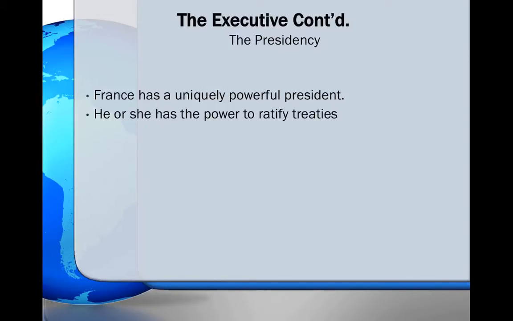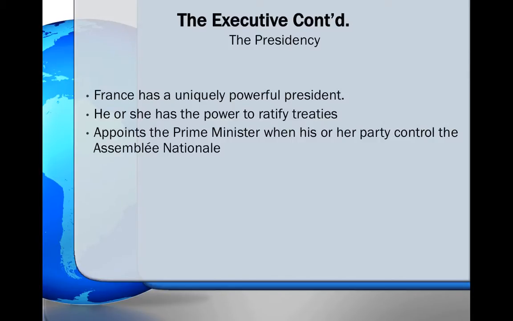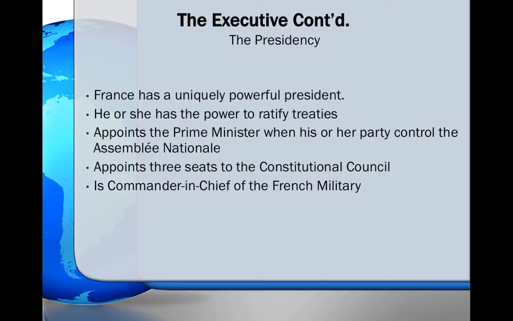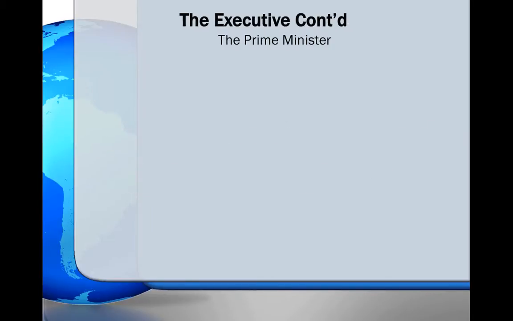Among his or her powers are the power to ratify treaties. He appoints the prime minister when his or her party controls the Assemblée Nationale, which is a chamber of the French Parliament. He or she also appoints 3 seats to the Constitutional Council, which we will be discussing later, and is commander-in-chief of the French military.